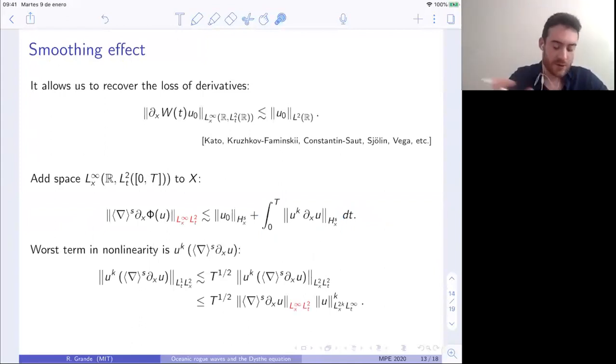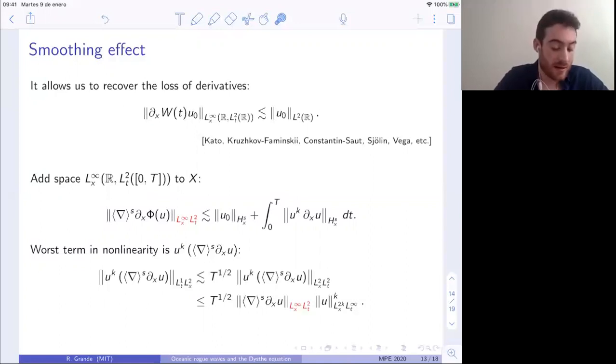And there are many versions of the smoothing effect in this particular estimate that I'm showing here. This one estimate comes from the work of Koenig, Ponce, and Vega on the KdV equation precisely in the 90s. But the first version of the smoothing effect was found by Kato in the 80s. And the most interesting thing about the smoothing effect is that it allows us to control one full derivative of the linear term with absolutely no derivatives of the initial data.